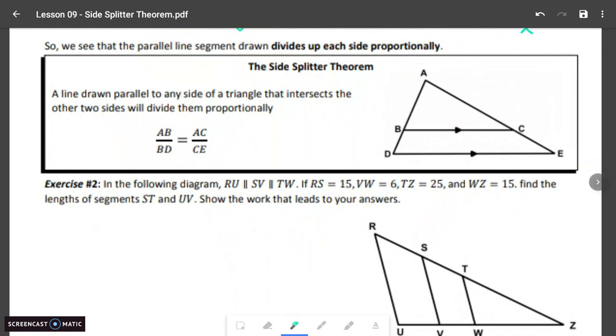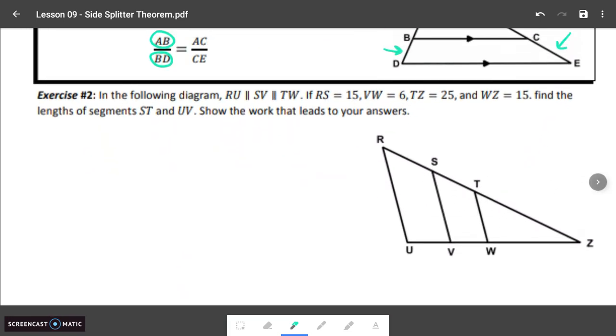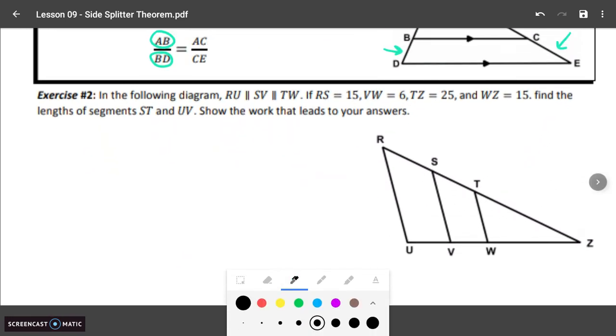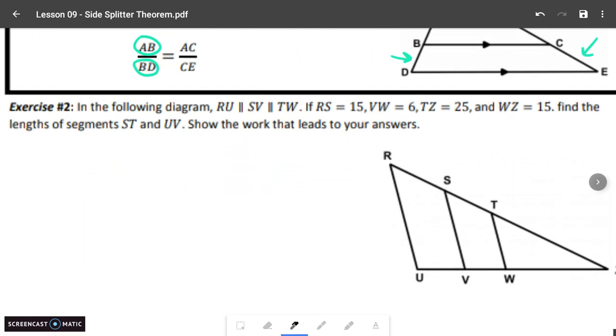So you'll see here, the proportion is broken up to AB and BD, or AC and CE, but it only involves the split sides, not BC and DE. But we're going to see that again in exercise 2.